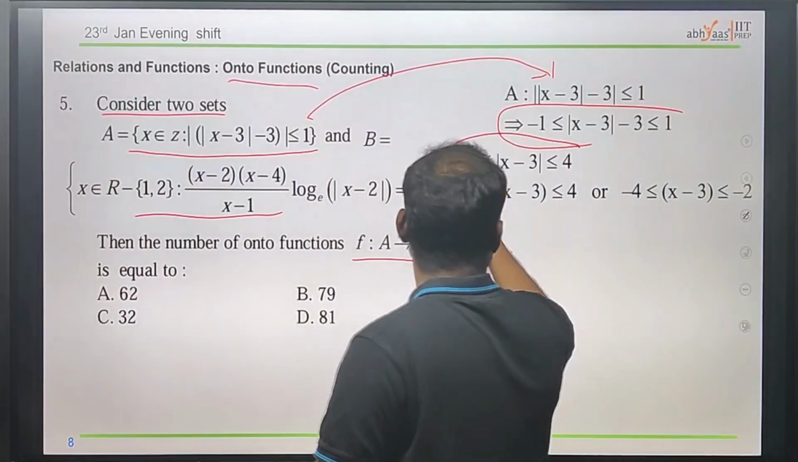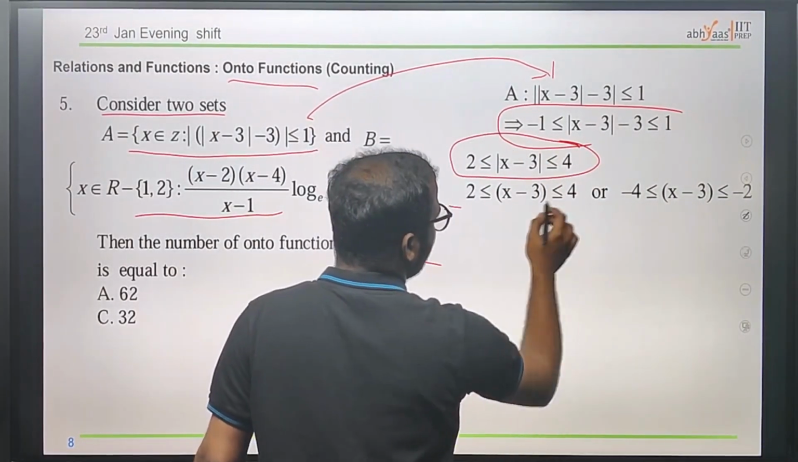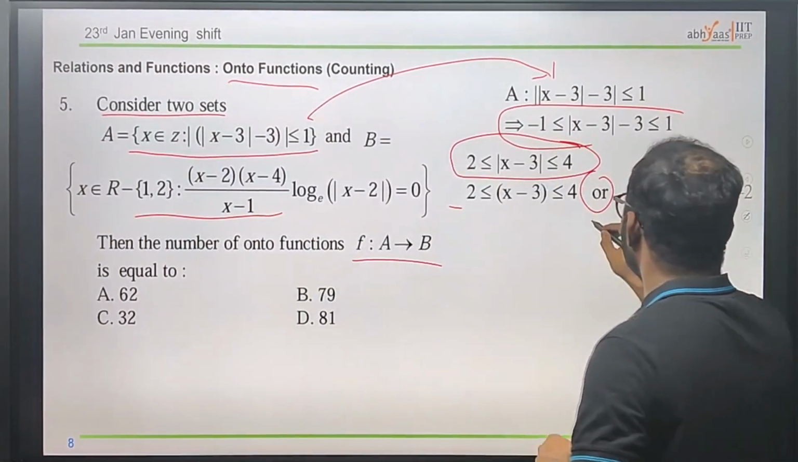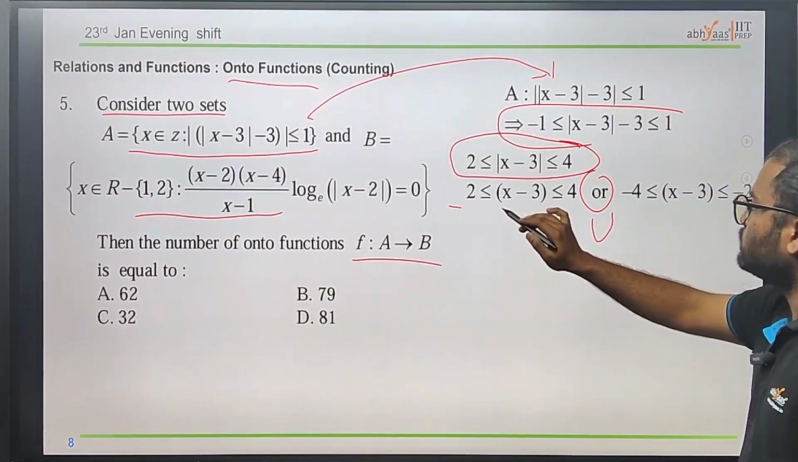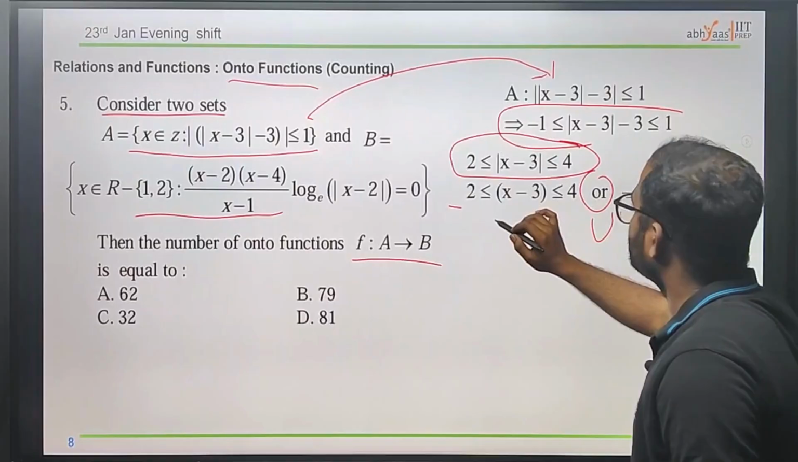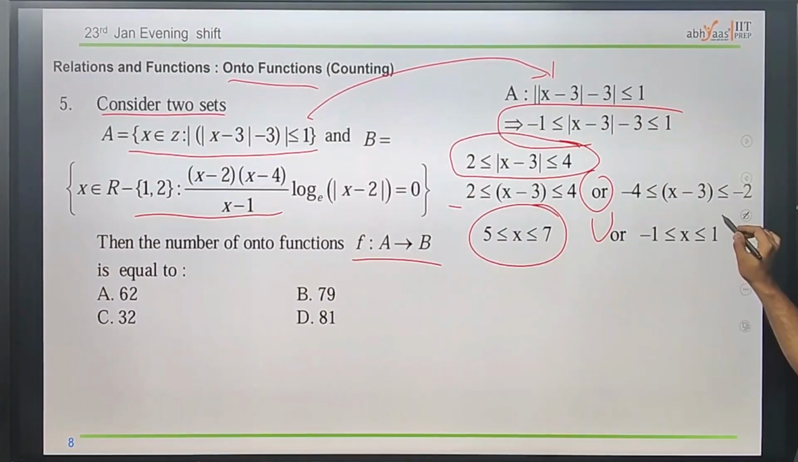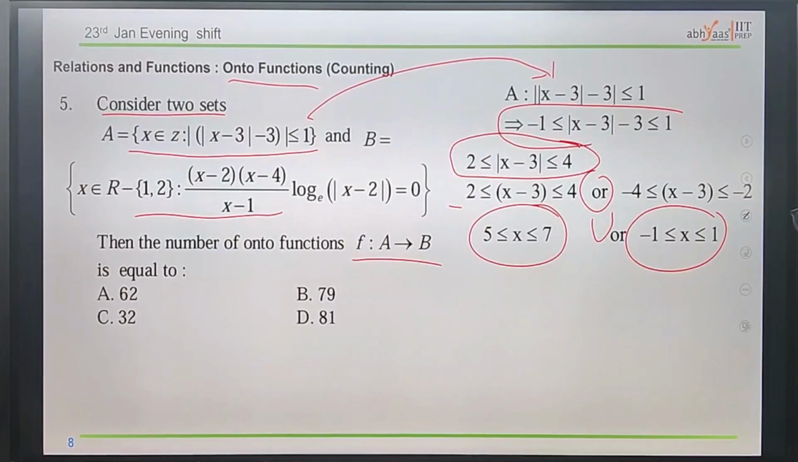We have this one, and after that we have another interval in this one. Here we have an odd situation. Now here itself we have another one. I think this is the last one, which gives us 5 less than or equal to x less than or equal to 7, and here itself this one is in between minus 1 and 1.